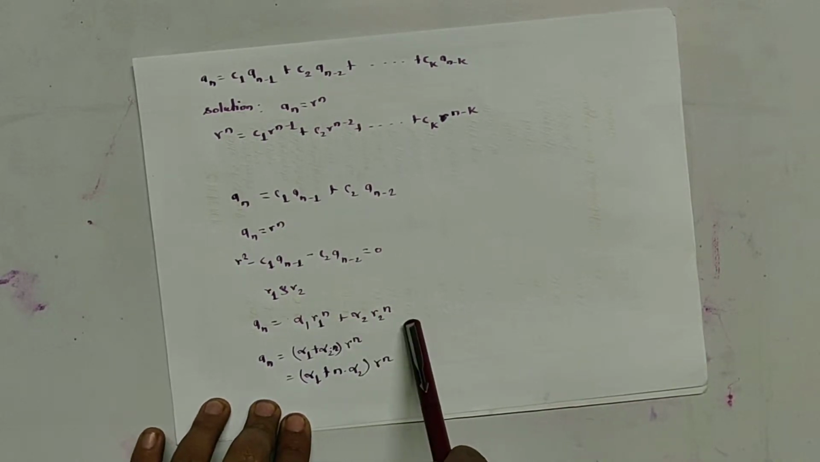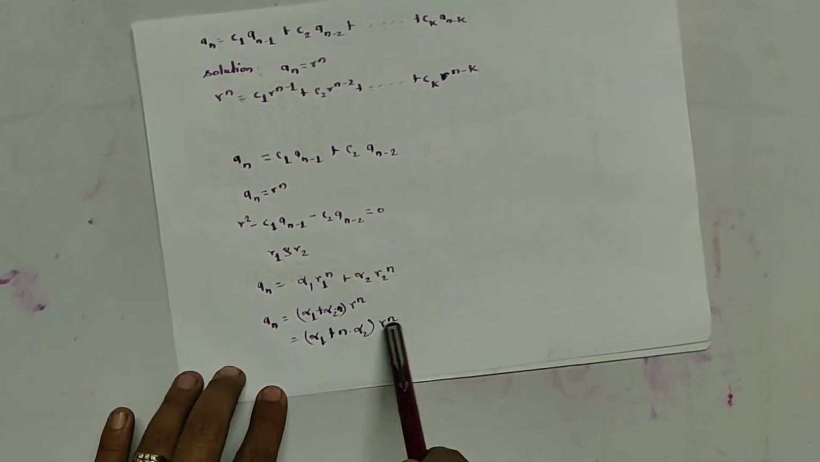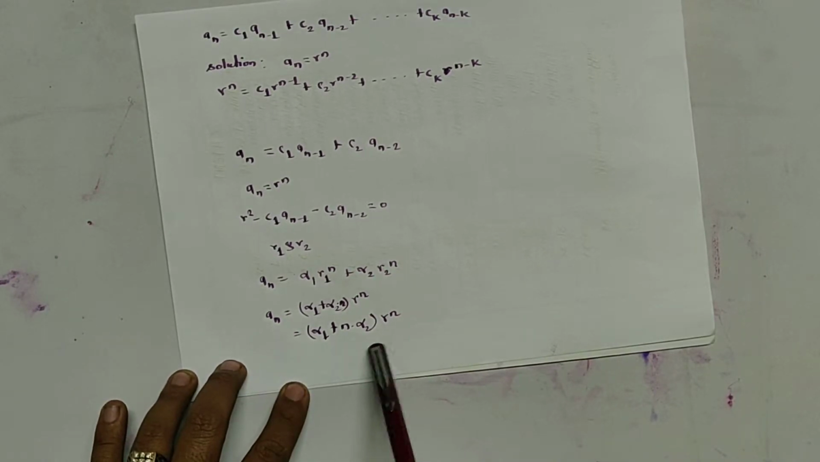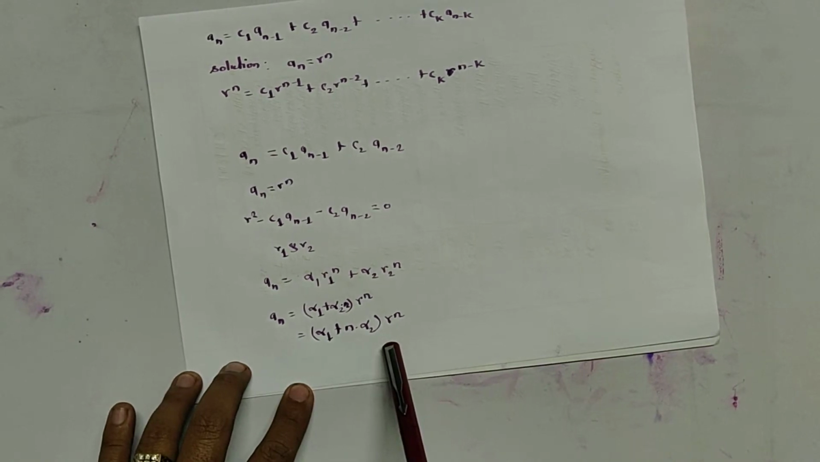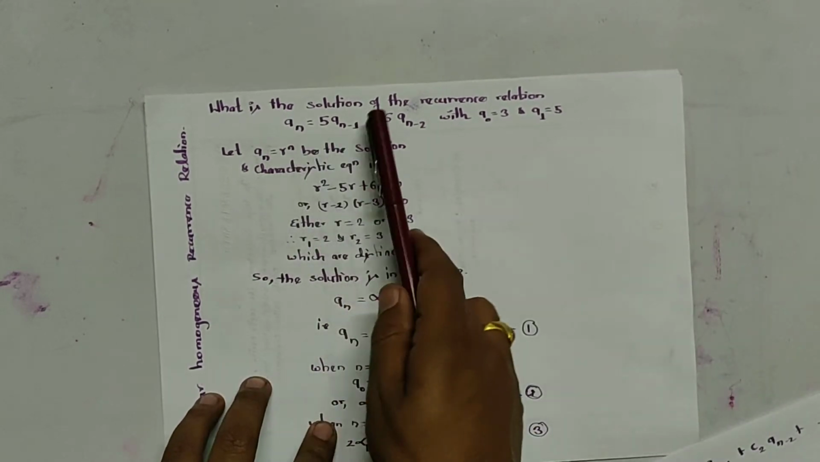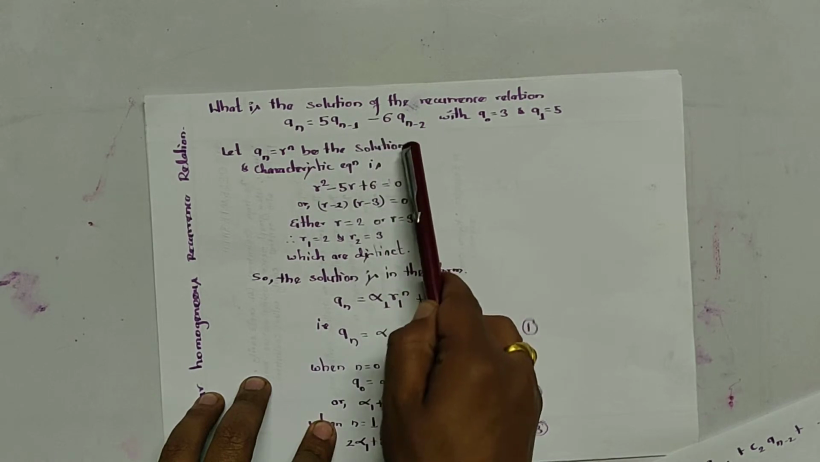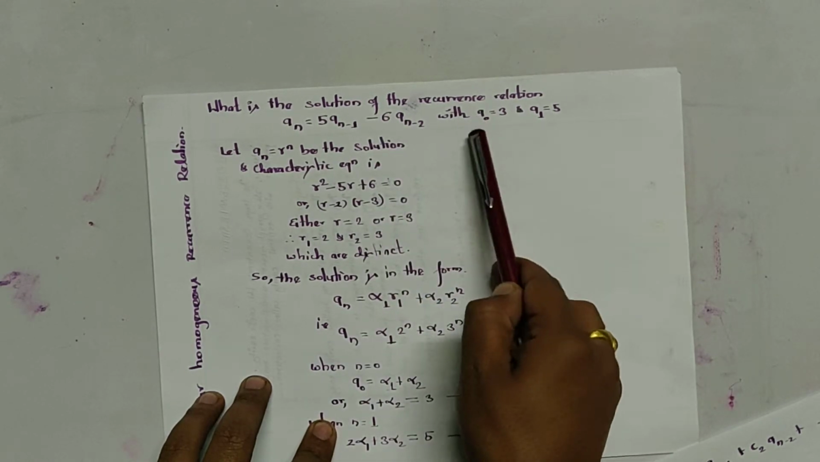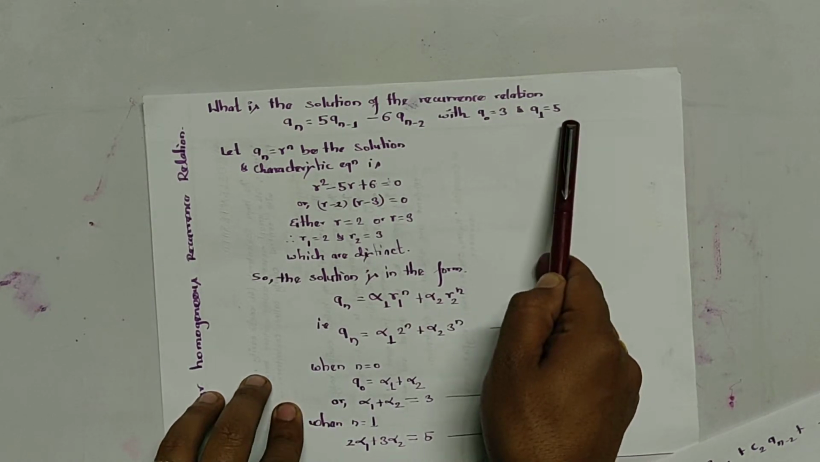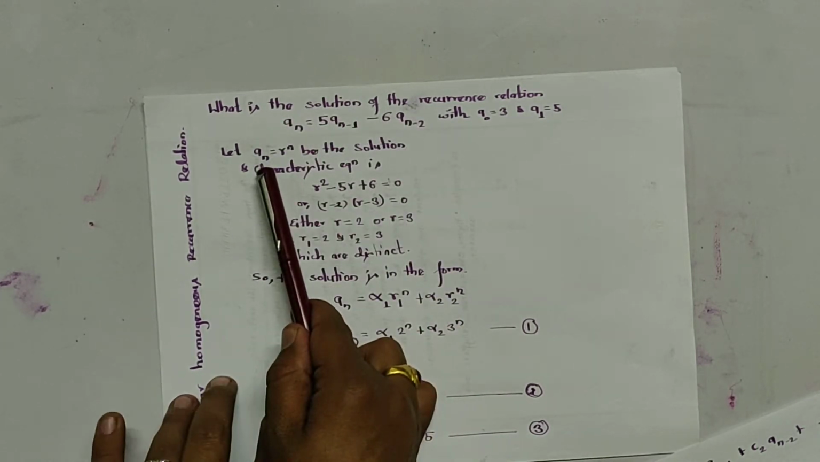But if the roots are the same, that means r1 = r2, then we have the solution a_n = (alpha1 + n alpha2) r^n. Let us consider an example. What is the solution of the recurrence relation a_n = 5 a_(n-1) - 6 a_(n-2) with the initial conditions a0 = 3 and a1 = 5? Let us consider the solution as a_n = r^n.